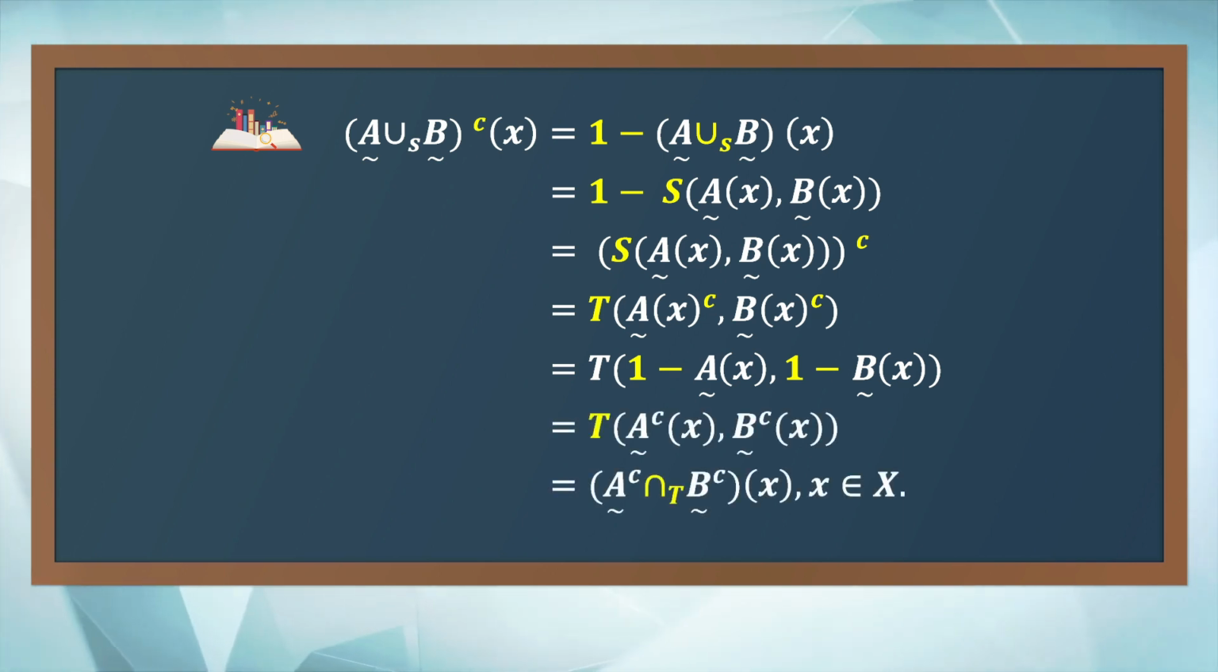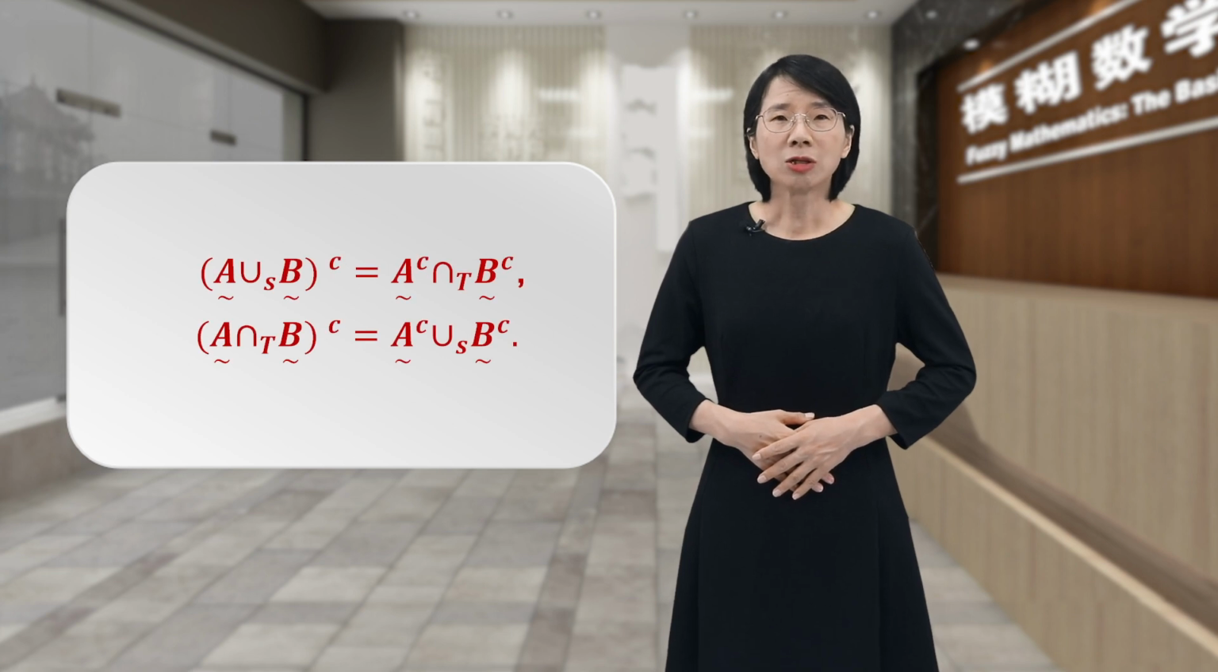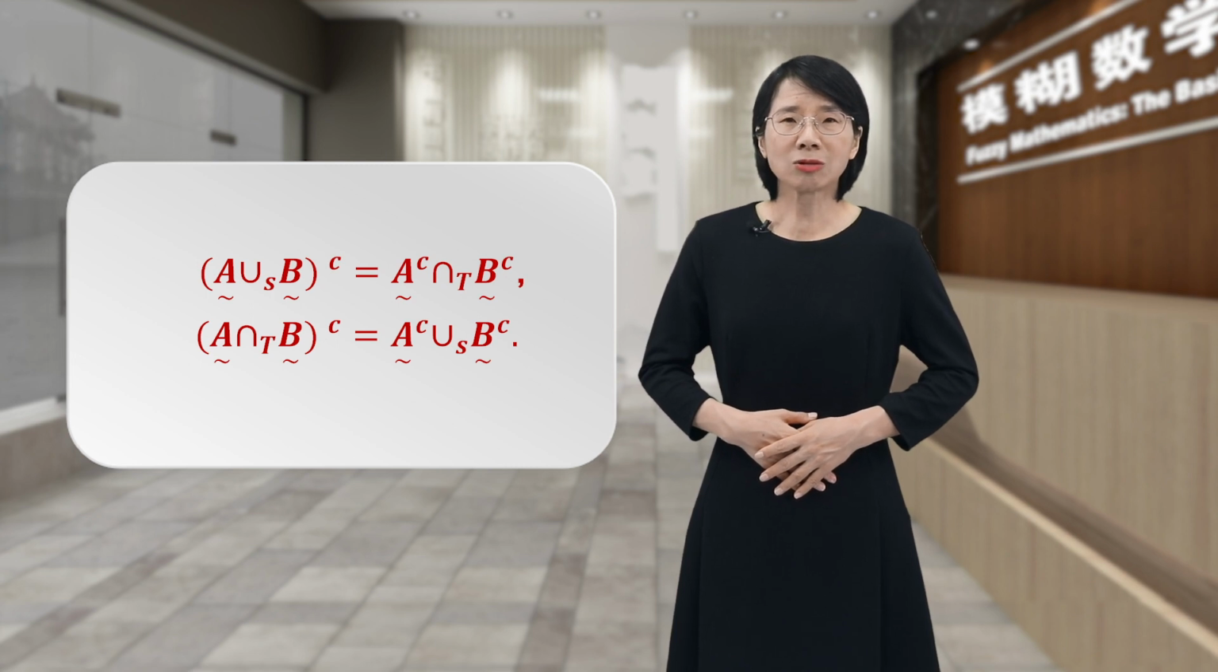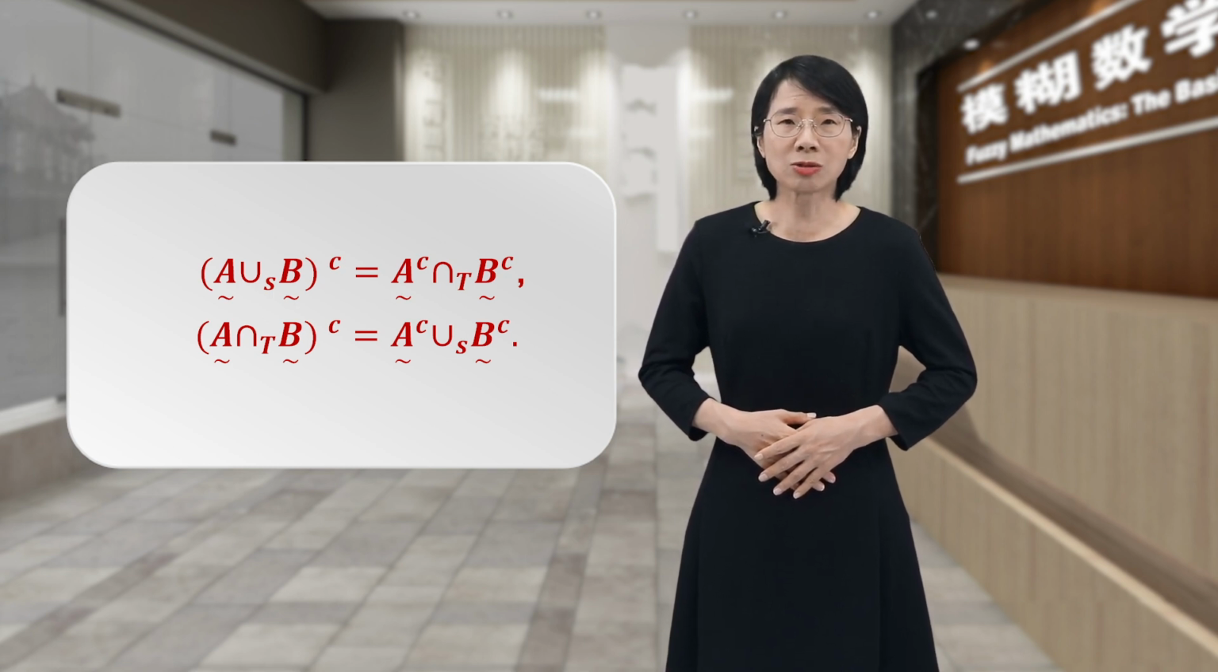By the definition of generalized intersection, it is going to be the generalized intersection of the complement of A and the complement of B at x. Now we have proved that the complement of a generalized union equals the generalized intersection of the complements. Similarly, we can prove that the complement of the generalized intersection equals the generalized union of the complements. This completes the proof. These properties justify the rationality of the generalized operations.